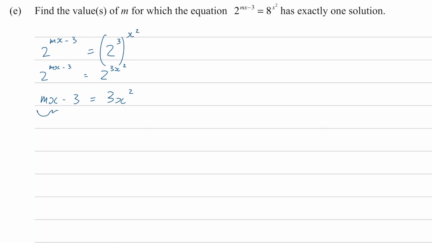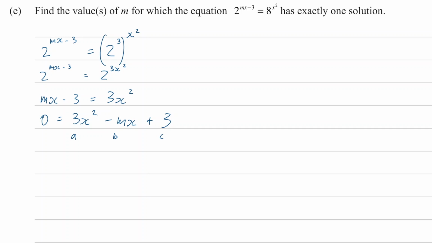Now, what should we do? We'll bring everything to the right hand side. So we get 0 equals 3x squared minus mx plus 3. And there we go. We have our quadratic equation that we were looking for, right? We have an a term, b term, and a c term.